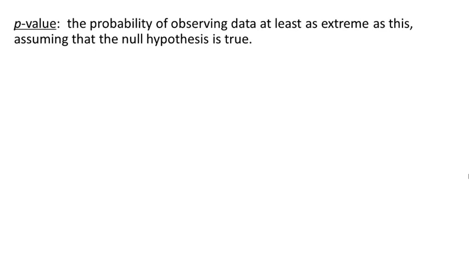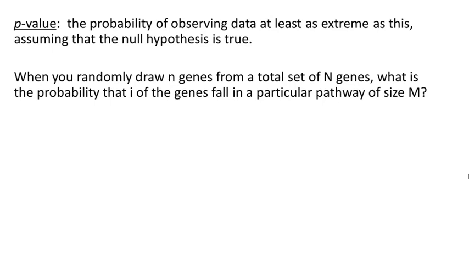So now the question becomes how we can calculate the p-value. Depending on the nature of the data and the null hypothesis, different statistical tests have different ways of calculating the p-value, assuming different probability distributions. Let's focus on this particular case here. Here, the p-value is more precisely defined as the probability of observing data at least as extreme as this, assuming that the null hypothesis is true.